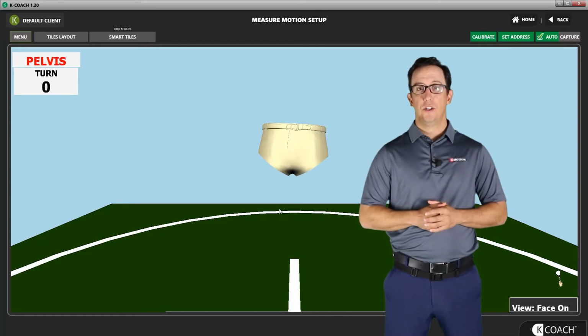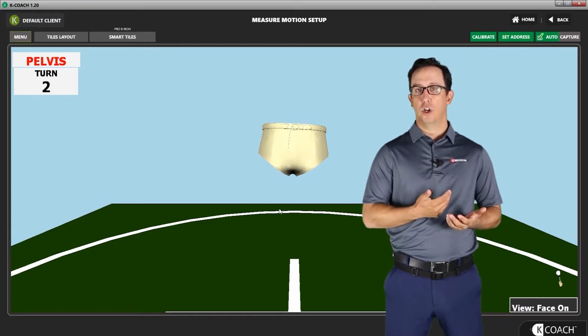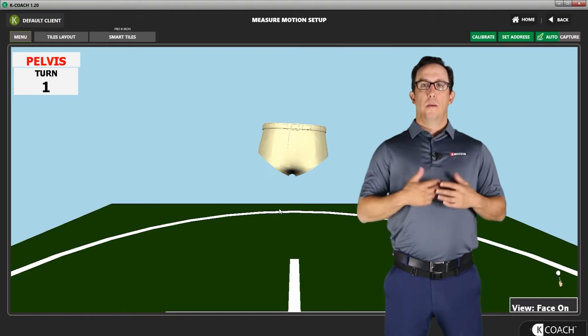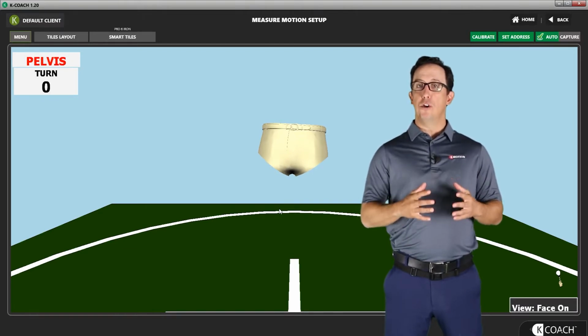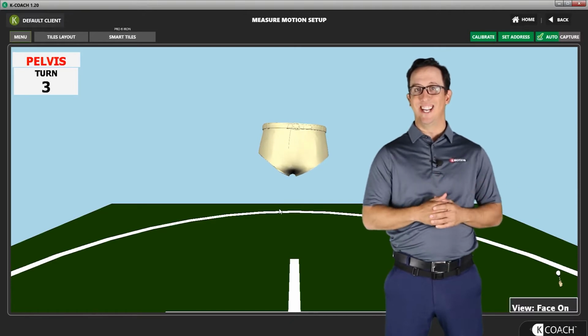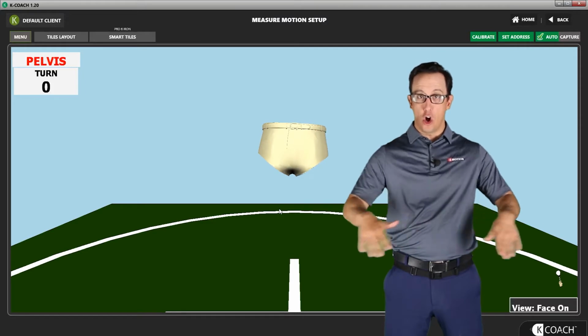Hey everyone, today we will be talking about pelvis rotation in the golf swing and what it means to the golfer when looking at their overall performance. Pelvis rotation is the amount of rotation or turn a golfer generates in their golf swing and is measured relative to the target line.